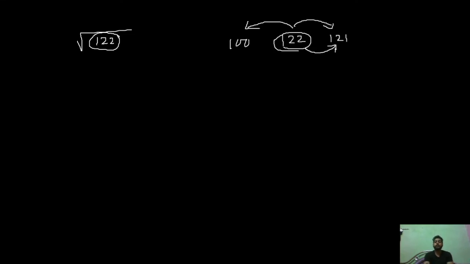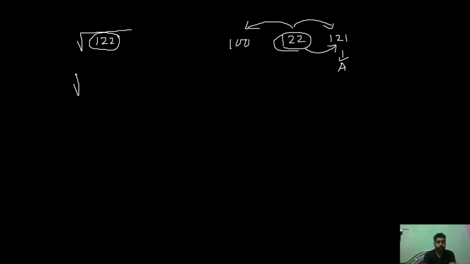For example, if we need to find root of 122, we need to find a perfect square number which is nearest to 122. There are two perfect square numbers: on the left it is 100 and on the right it is 121. So we need to take the value which is nearest to 122. We can see that the nearest value is 121. So we will take 121 here as A. So here A is 121 and B is 1.